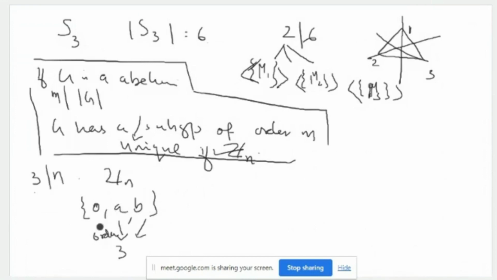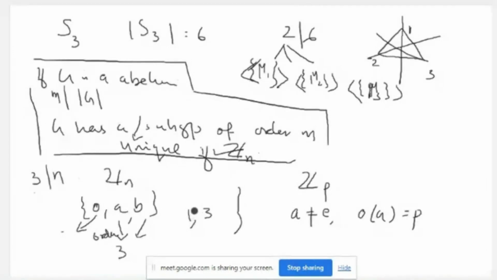Every element's order divides the order of the group. The only divisors of 3 are 1 and 3. Order 1 is only for the identity, and for all other elements the order is 3. This is true for any group of prime order. If you consider Zp, every element a not equal to the identity has order p. So in Zp there will be p minus 1 elements of order p.